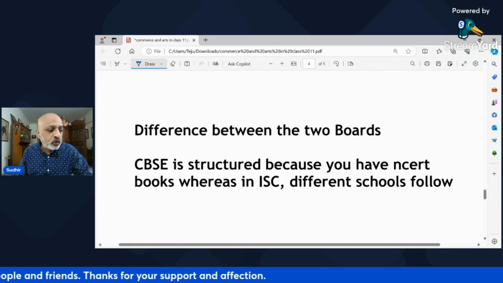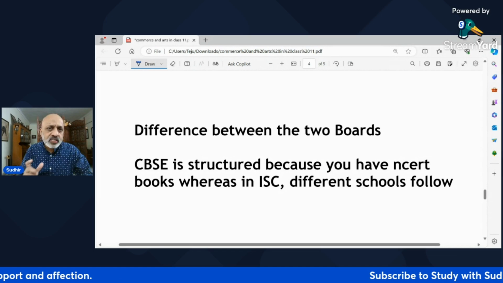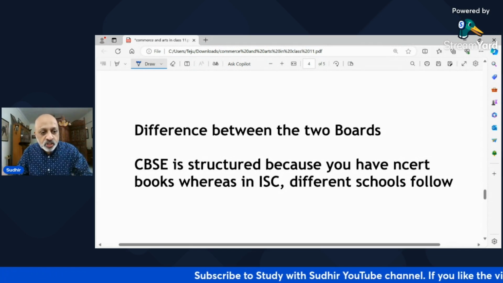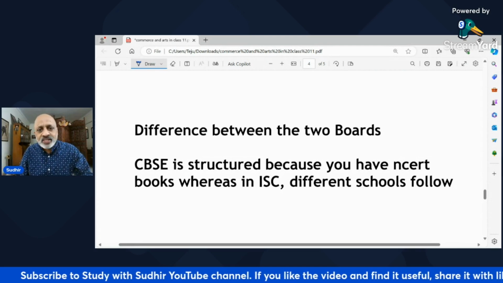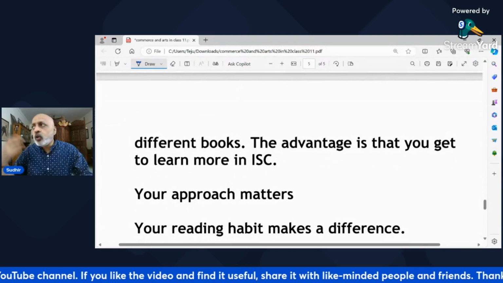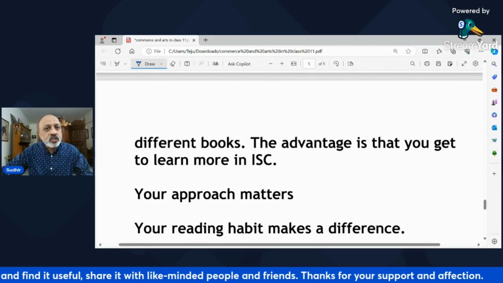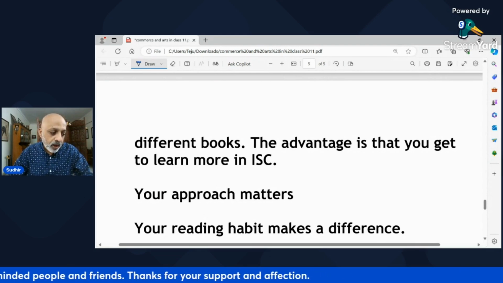Now, what is the difference between the two boards? You can call it an advantage or a disadvantage depending on how you choose to look at it. CBSE is more structured because you have NCERT books, pretty much the same, like in science and commerce. Whereas in ISC, different schools follow different books. The advantage is that you get to learn much more in ISC. So your approach really matters, whether you want to see the glass as half full or as half empty.